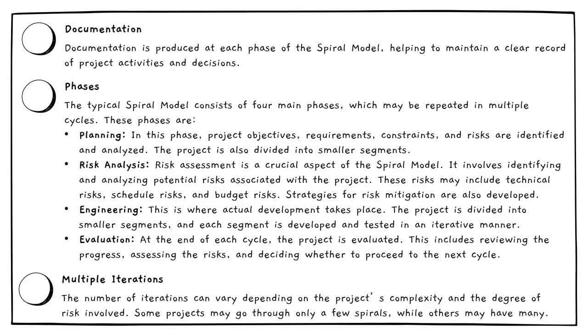Phases. The typical spiral model consists of 4 main phases, which may be repeated in multiple cycles. These phases are: planning. In this phase, project objectives, requirements, constraints, and risks are identified and analyzed. The project is also divided into smaller segments.